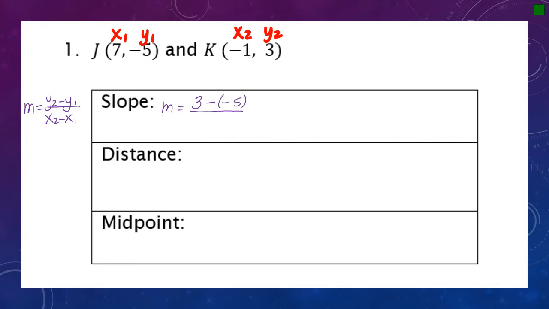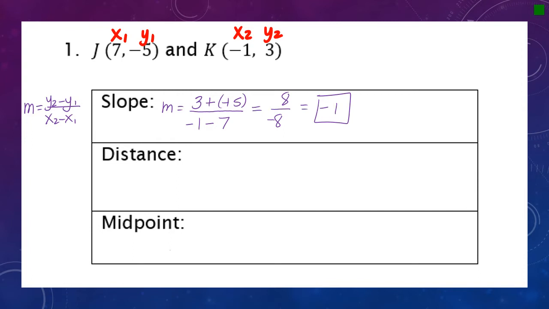I do have a double negative here. It is going to turn into a positive 3 plus 5. And then in the denominator, x2 is negative 1, and I'm subtracting x1, which is 7. So in my numerator, I would have 3 plus 5, which is 8. And then in the denominator, I have negative 1 minus 7, which is negative 8. And when you divide those out, you end up getting negative 1. So that would be our slope.